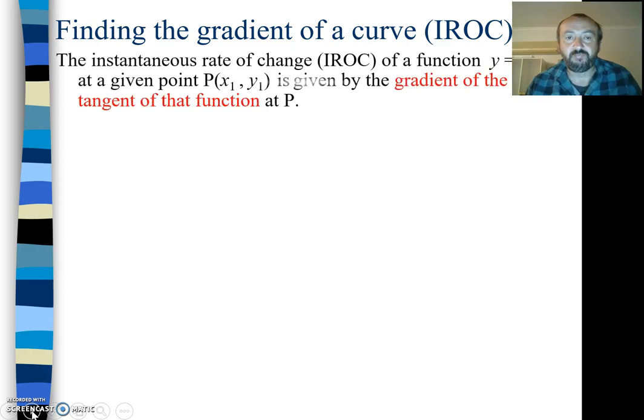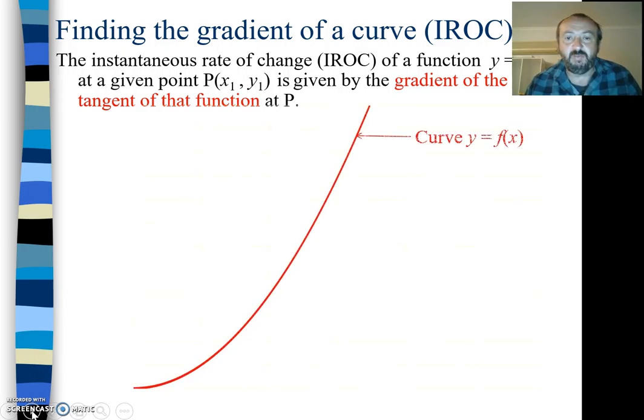Anyway, let's go on. Instantaneous rate of change of a function y equals f of x at a given point P (x1, y1) is given by the gradient of the tangent of that function at P. Spoken about this in class.